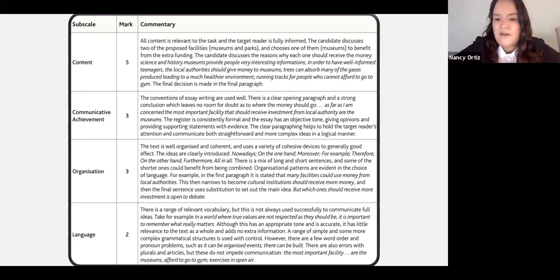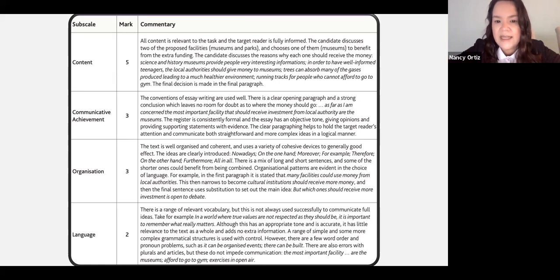There is a mix of long and short sentences, and some of the shorter ones could benefit from being combined. This is punctuation, okay? Mix of long and short sentences. When it says some of them could benefit from being combined, it means you don't need 2 sentences. It's better if you combine them. Punctuation was wrong, in a better way said. Organizational patterns are evident in the choice of language.